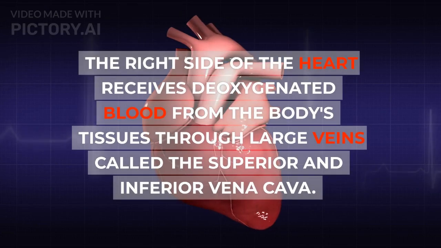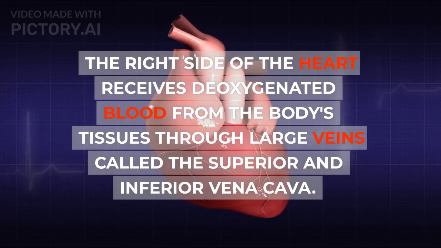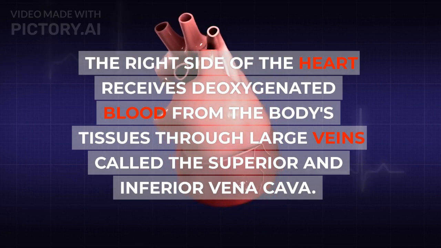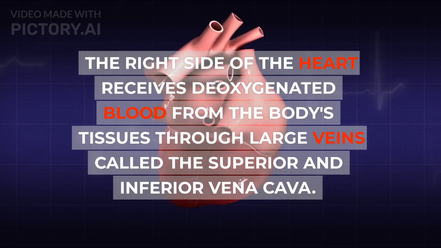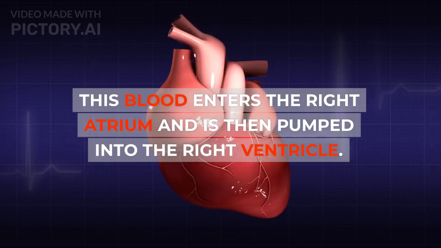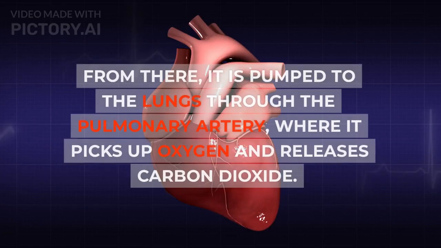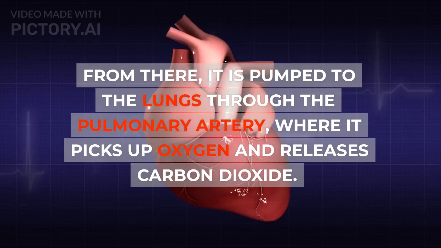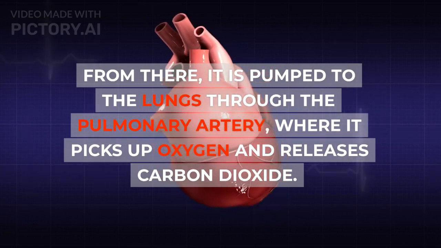The right side of the heart receives deoxygenated blood from the body's tissues through large veins called the superior and inferior vena cava. This blood enters the right atrium and is then pumped into the right ventricle. From there, it is pumped to the lungs through the pulmonary artery, where it picks up oxygen and releases carbon dioxide.